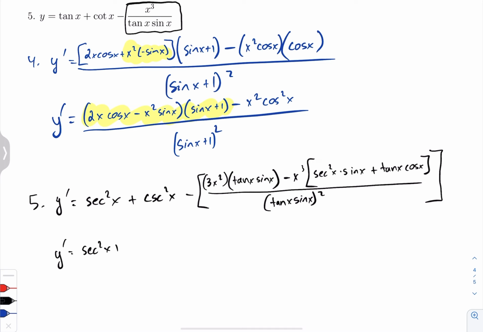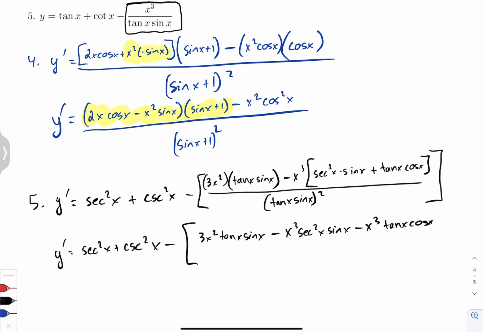Secant squared of x plus cosecant squared of x. All right, so I'm going to keep this minus in front. I'm going to have 3x squared tangent x sine of x. And then minus, we'll have x cubed secant squared x sine of x minus x cubed tangent x cosine x, all divided by tangent x sine x squared.